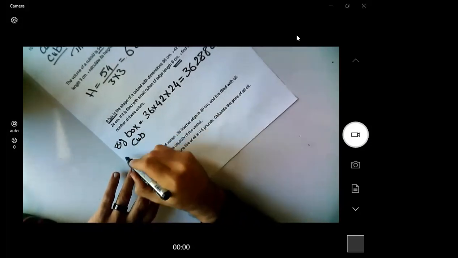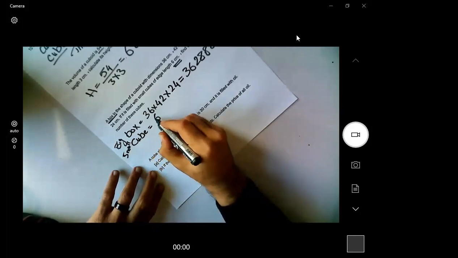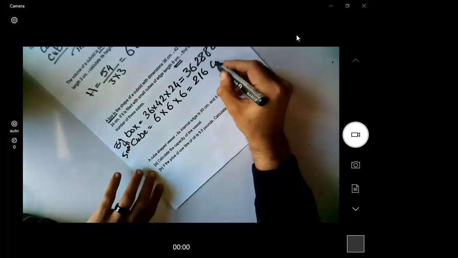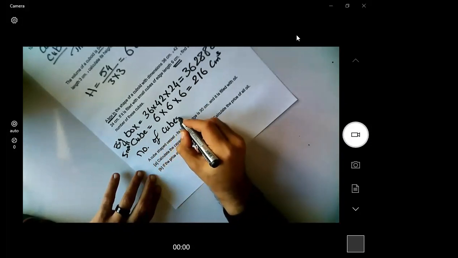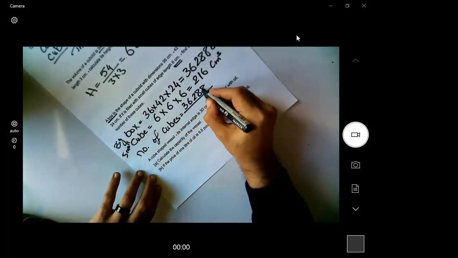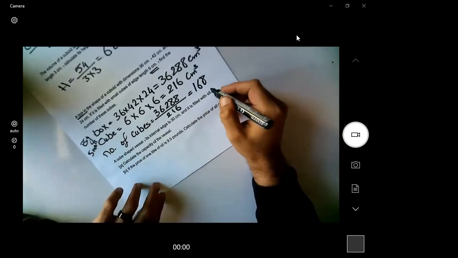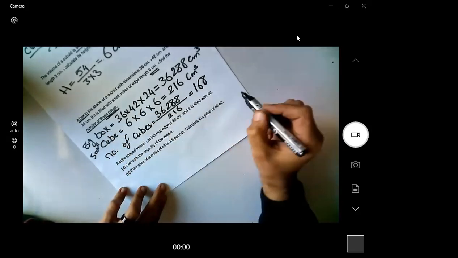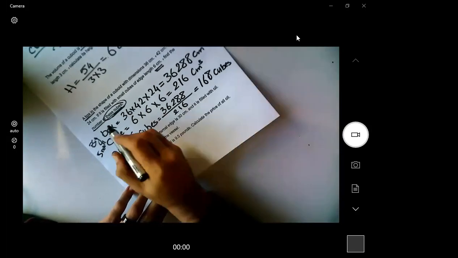The cube is the small volume. It equals side times side times side, which equals 6 times 6 times 6, which equals 216 cubic centimeters. We want to know the number of cubes, so big volume divided by small volume: 36,288 over 216 equals 168. The unit is not centimeters, it is cubes. We want the number of cubes.